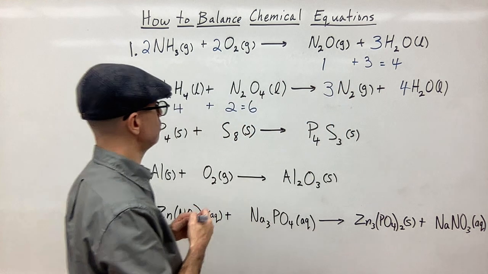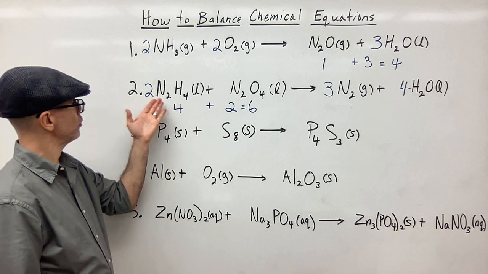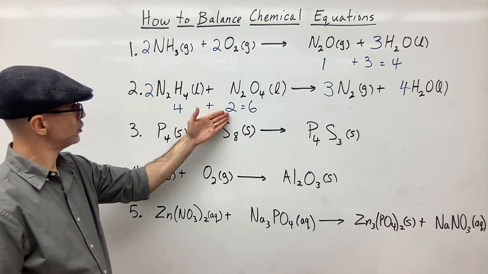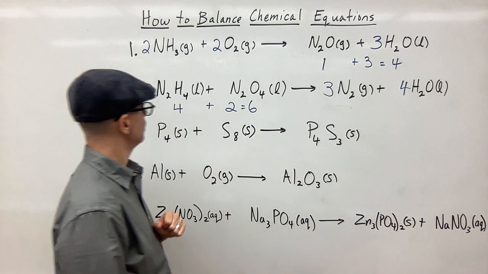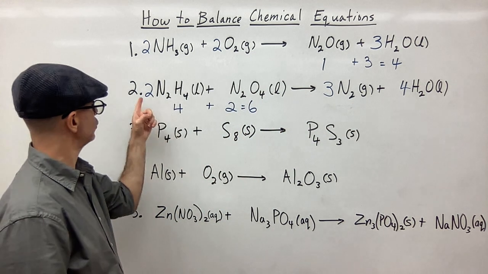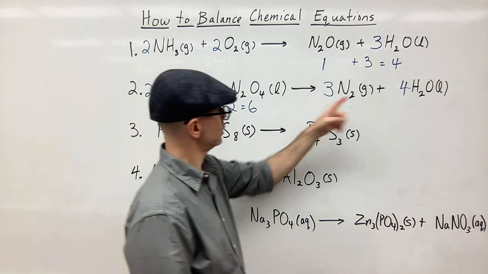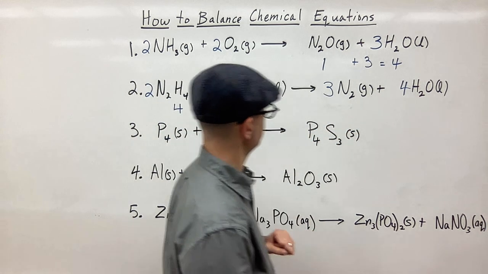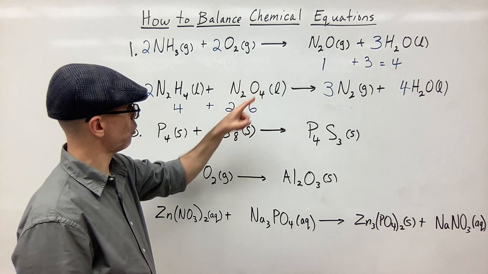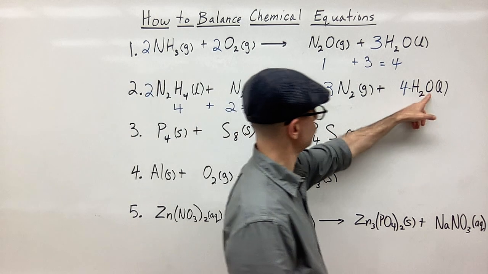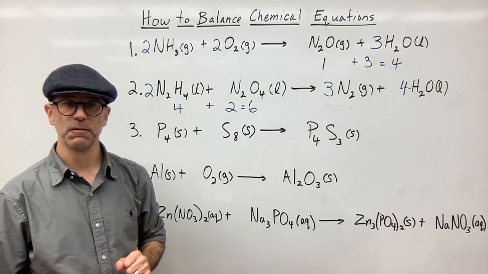And there you go. And again, you can double check. You have 4 here. You have 2 there. That's 6. 3 times 2 is 6. That's balanced. You have 2 times 4 hydrogen. That's 8 hydrogen. Plus 4 times 2. That's 8 hydrogen. And then you have 1 times 4 oxygen. So 4 oxygen on this side. 4 times 1, you got 4 oxygen. So everything's balanced. There you go.